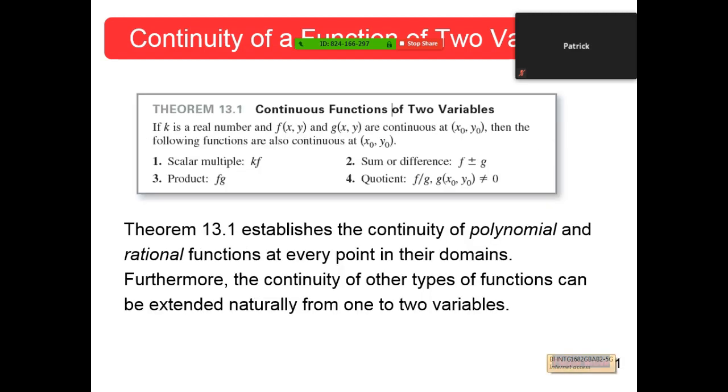So here's theorem 13.1, continuous functions of, and there's another one of those vertical lines, and I have no idea why they're there. Okay, continuous functions of two variables.